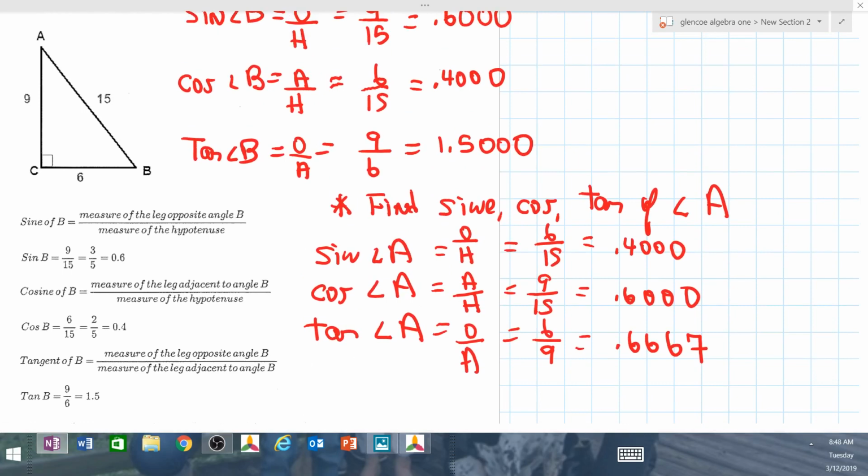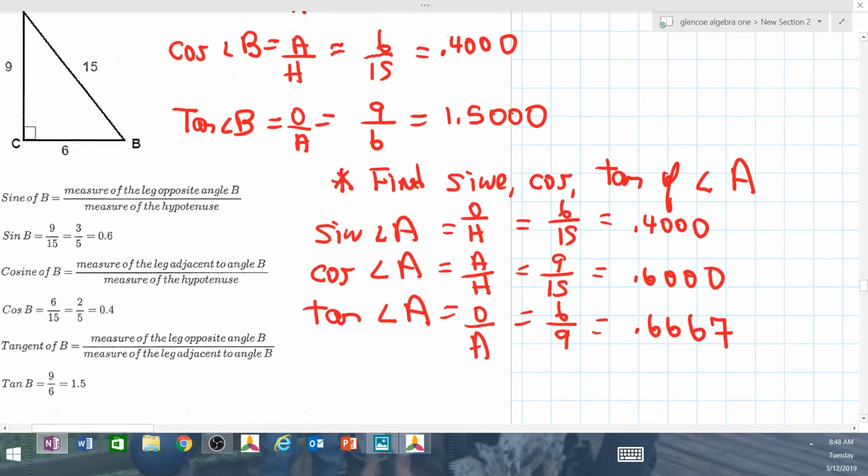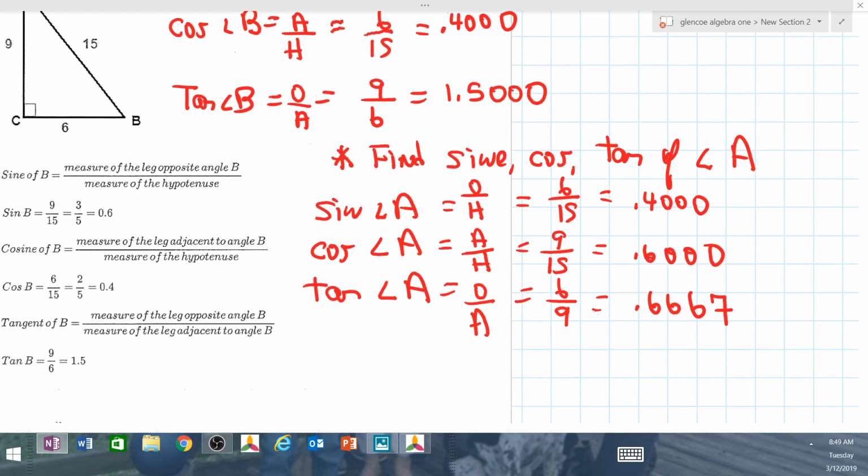I know that in your notes they didn't round it to 4 decimal places, but that's the most correct way of doing it. Do you guys have answers for me? Who got the sine of angle A? Matt, did you get it? Sine of angle A, 6 over 15, which equals what? 0.4000. Good. Cosine of angle A.